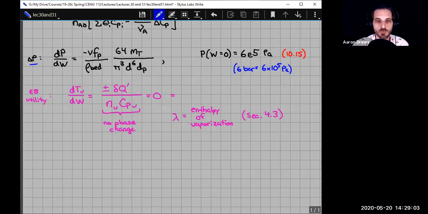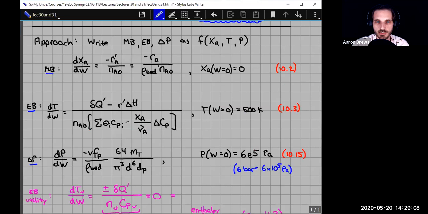What we need to do next is figure out expressions for each one of these. If we eyeball what the constants are here, the rho bed we're not going to have to worry about. Nu A is just going to be minus one. Pi is pretty good. The diameters here are not going to change. 64 is a nice round number. Rho bed was a constant. Pretty much everything else, all of the CPs, we're going to have to deal with.